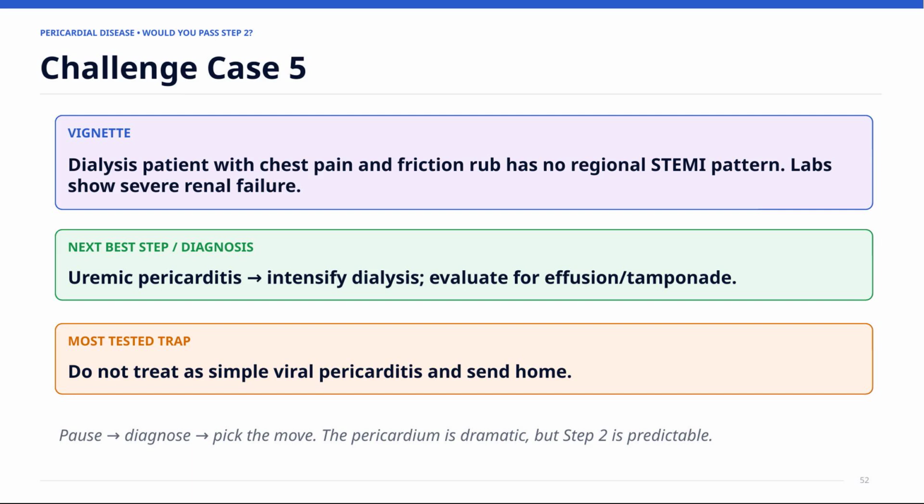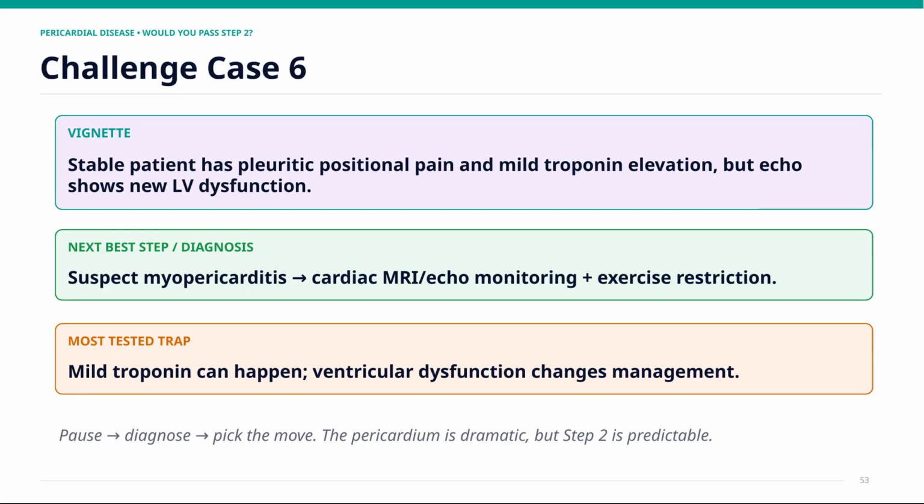Case 5. A dialysis patient with chest pain and a friction rub, but no regional STEMI pattern on ECG. Labs confirm severe renal failure. The move? Uremic pericarditis. Intensify dialysis and evaluate for effusion or tamponade. The trap? Do not treat this as simple viral pericarditis and just send them home. Uremic pericarditis needs its dialysis fixed.